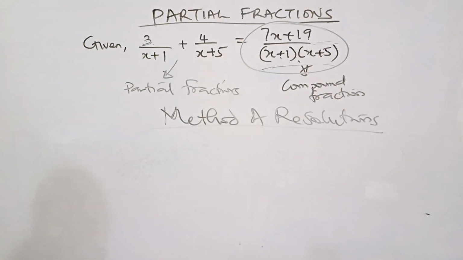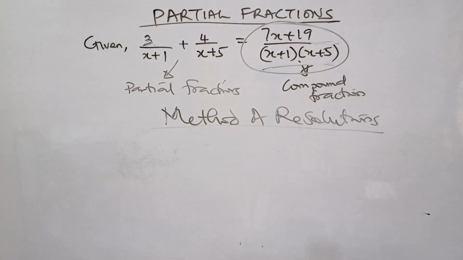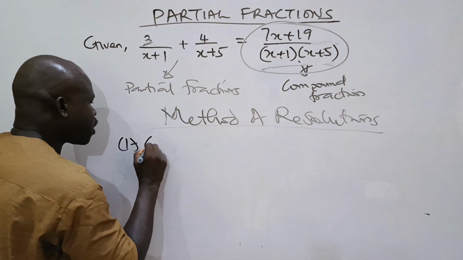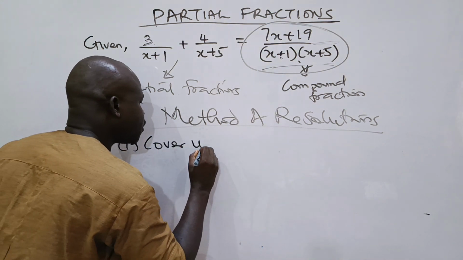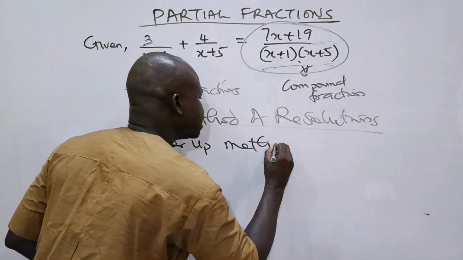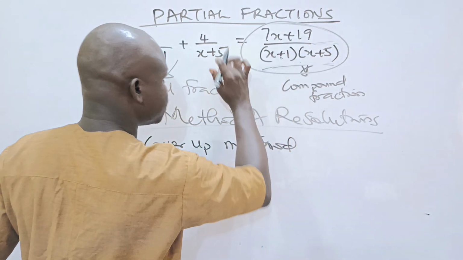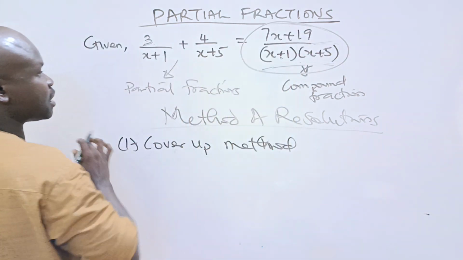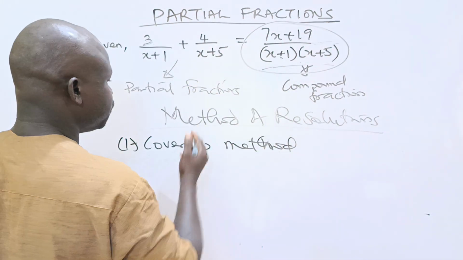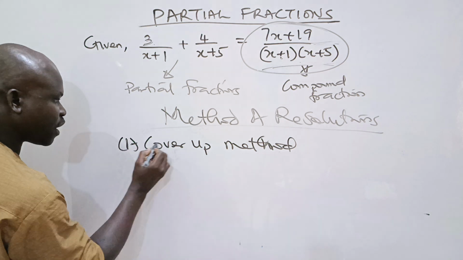The first one is the cover-up method. That is, if you want to resolve this compound fraction to the sum of its partial fractions and get the values of the unknowns, the first method that we apply is the cover-up method.